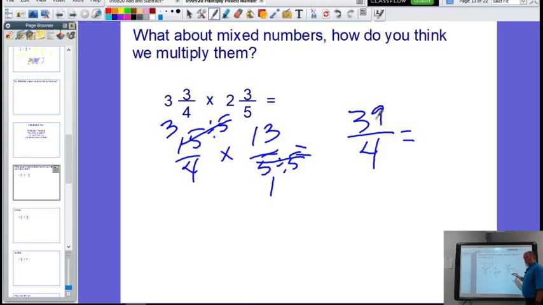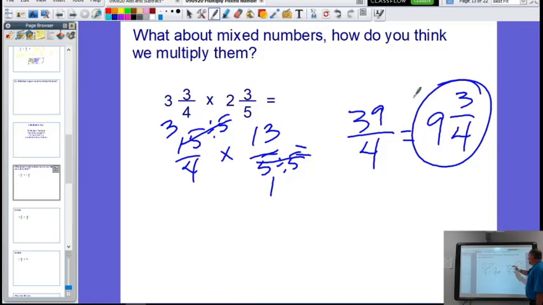How many times does 4 go into 39? 9 times. 9 times 4 is 36. We subtract out, and we end up with 3, and then the 4 comes along for the ride. That's the way I would actually do this problem. So there's two ways of simplifying. You can either simplify the answer, or you can simplify the problem. It's going to be your choice. And I would highly encourage you to simplify the problem, because that is a very strong algebraic concept that we've got to be able to understand how to do.